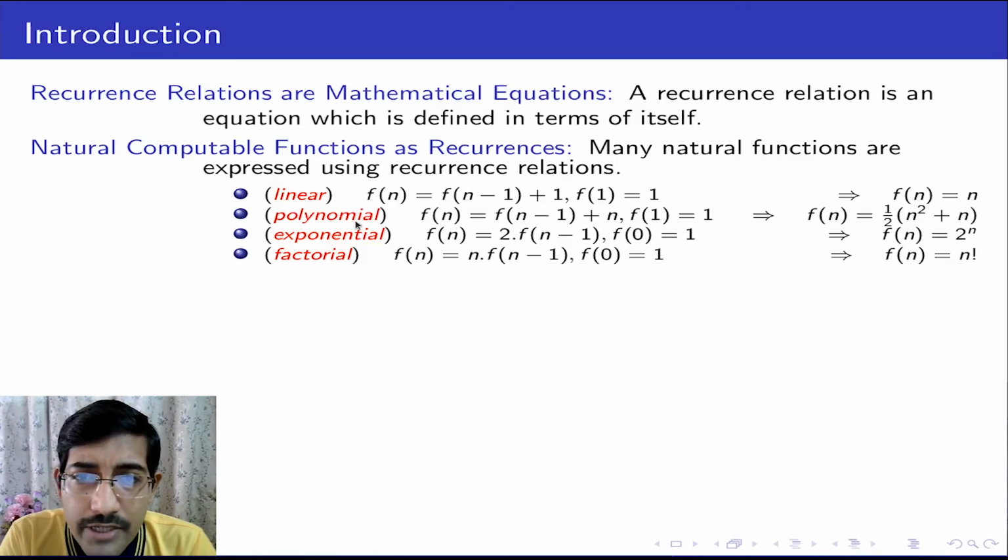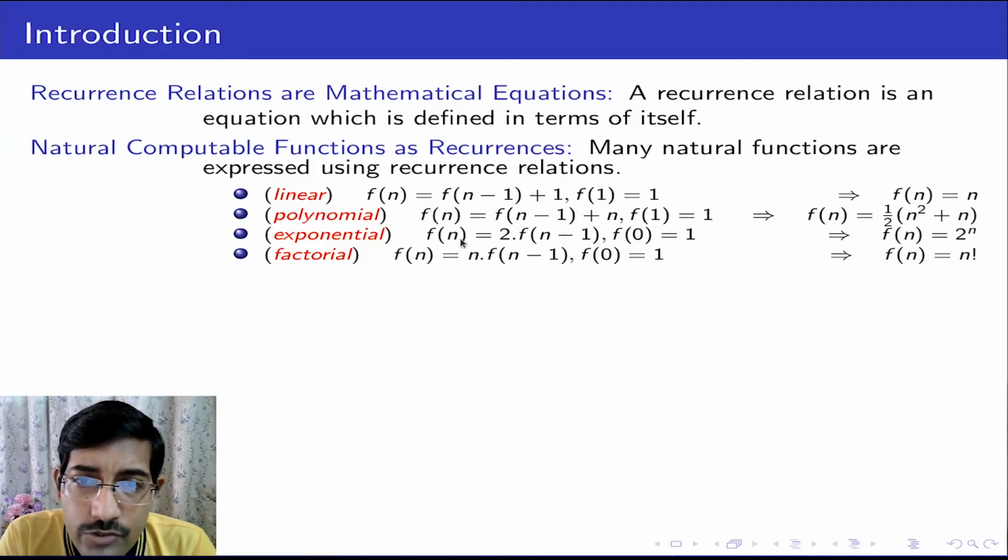We have also seen quadratic or polynomial types of functions, where you can say f of n equal to f of n minus 1 plus n. When you expand this, it will be f of n minus 2 plus n minus 1 plus n. Again you expand, it will be f of n minus 3 plus n minus 2 plus n minus 1 plus n. If you go till n equal to 1, you will get the summation of 1 plus 2 plus 3 up to n, which is basically n into n plus 1 by 2, and this formula results.